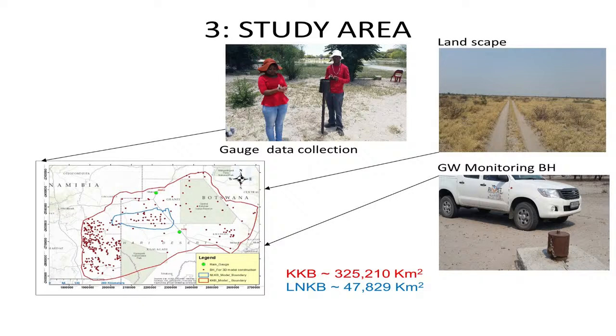So that is our study area. You see the red boundary is the big area, which is the Kalahari-Karoo Basin, and the blue one is the Lokalane-Kojane, which is just a small part of the Kalahari-Karoo Basin. And as you see, the Kalahari-Karoo Basin is that big, while the Lokalane-Kojane is just 47 kilometers square. That is the landscape of the area.